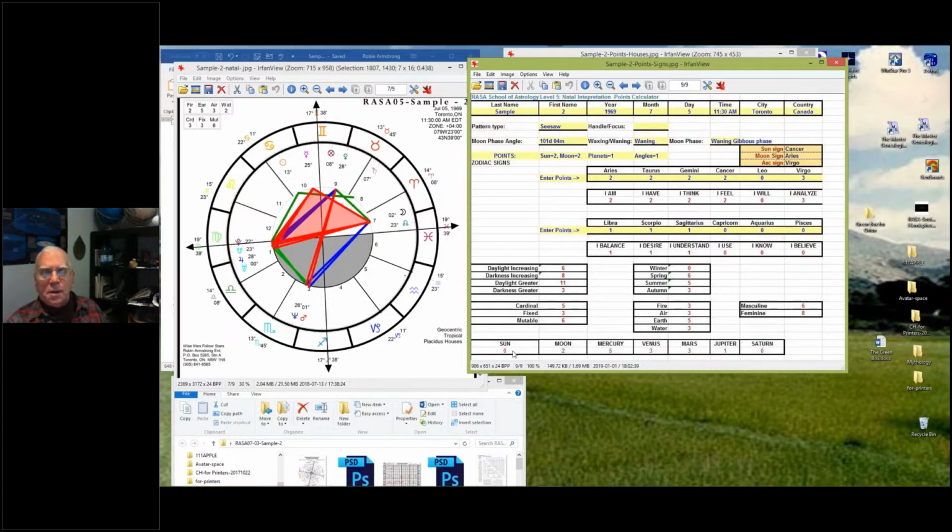So when we're looking at the rulerships, the sun doesn't rule anything. The sun in Cancer is not ruling anything. The moon rules two points, the sun and moon in Cancer. Mercury has 5 points it rules: the Mercury and the midheaven in Gemini, the Virgo rising, and the Pluto and the Jupiter are all ruled by Mercury. So that's 5 points.